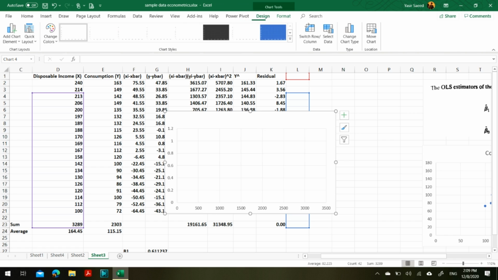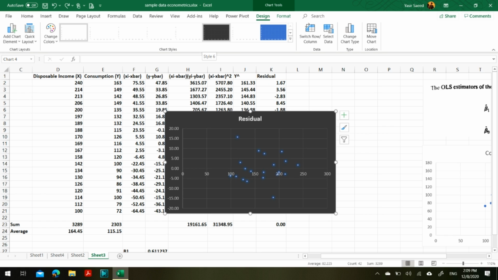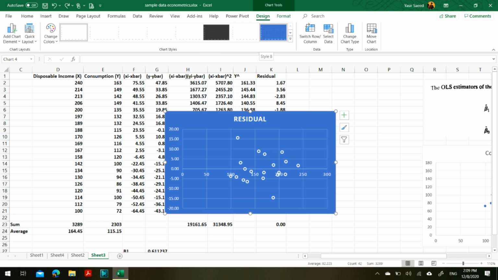Let me change its color so that it is visible. Let me choose a darker background. Okay, this one looks good. These circles show our plots, our residuals. Now look at the mean value. The mean value of the residual is the property of the residual term that is always 0.